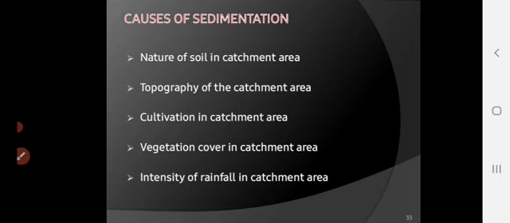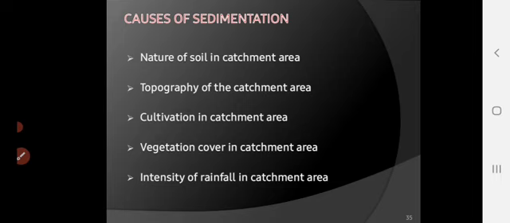Next is vegetation cover in the catchment area. If the catchment area is covered with vegetal cover, like grass, plants, forest area, then the erosion of the soil will be controlled and the river carries less sediment, right? Or if the catchment area has poor vegetal cover, erosion will be more and more sedimentation.